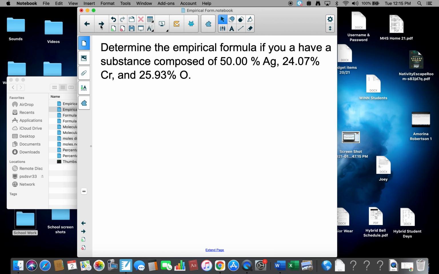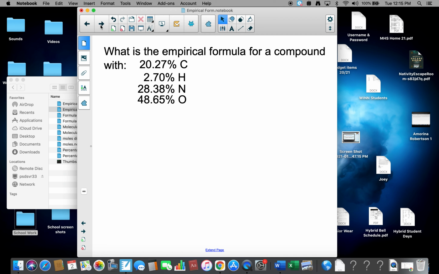All right, so we're going to look at this one in class. The empirical formula, if you have a substance containing 50.00% silver, 24.07% chromium, and 25.93% oxygen. And we'll do this one. What is the empirical formula of a compound with 20.27% carbon, 2.70% hydrogen, 28.38% nitrogen, and 48.65% oxygen?